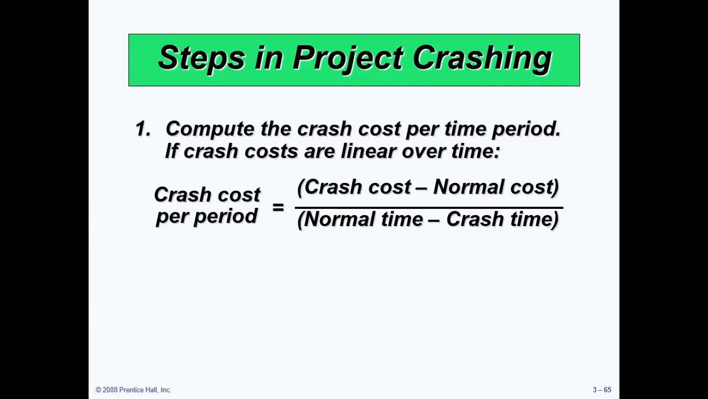Per time, then we can have this expression. That is, the crash cost per period is equal to the crash cost. Crash cost means the cost when we are crashing the project, or the cost for crashing the project, minus the normal cost of a project, divided by the normal time of a project minus crash time of a project.